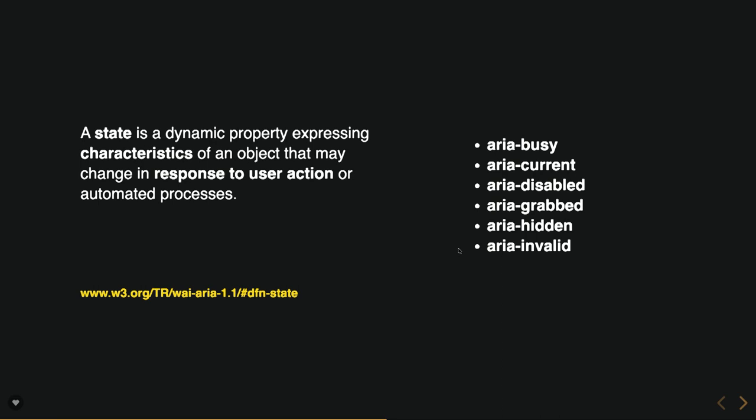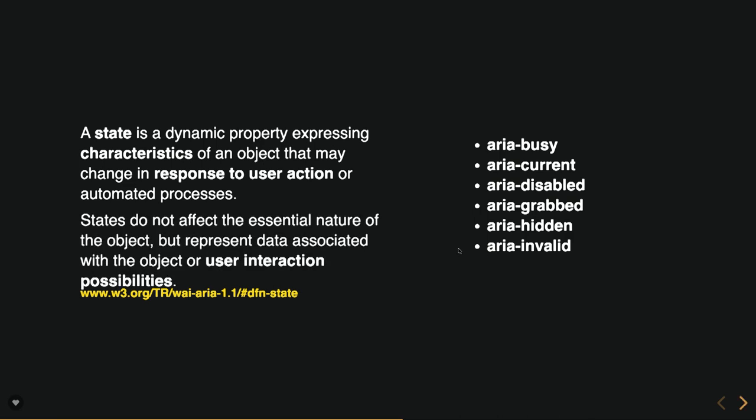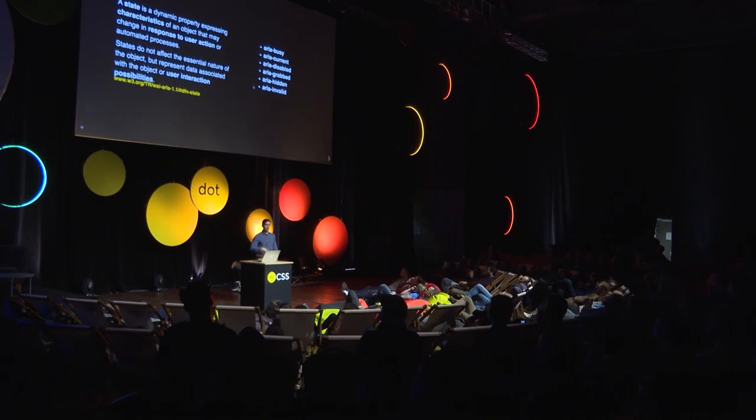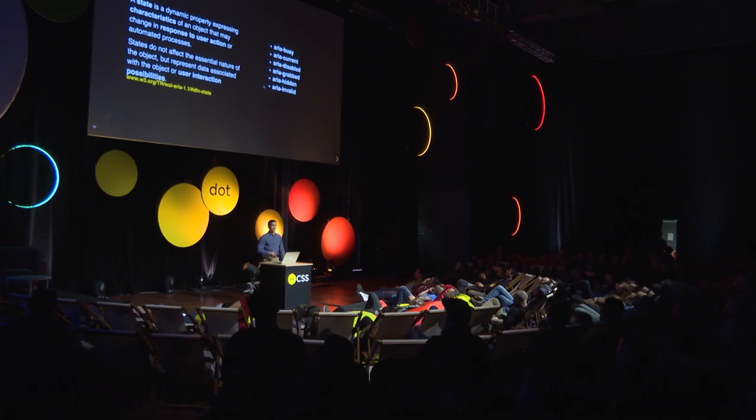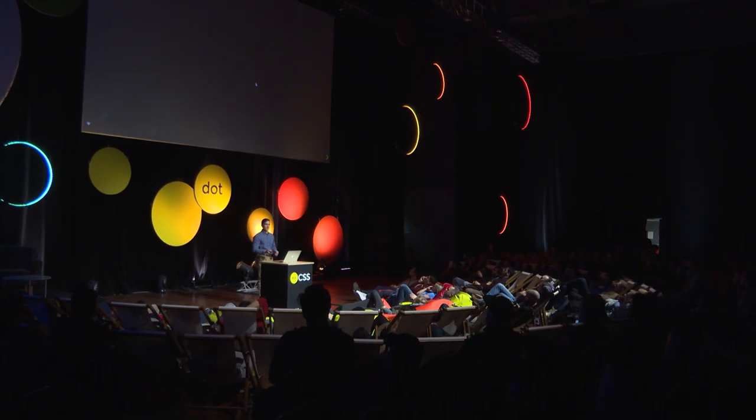ARIA, the W3C's ARIA, defines a state as a dynamic property that expresses characteristics of these components. And it also shows you that when a component's in a certain state, it says nothing about the character of the component, but more about what can be done. For example, if a button is disabled, you can't click it. It won't do anything. And so we see this exhibited in different ways as well.